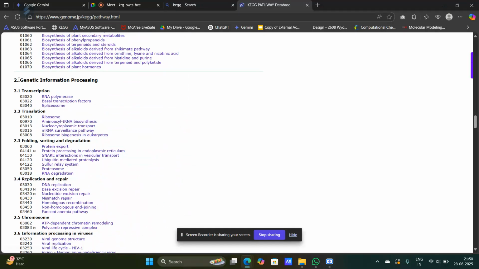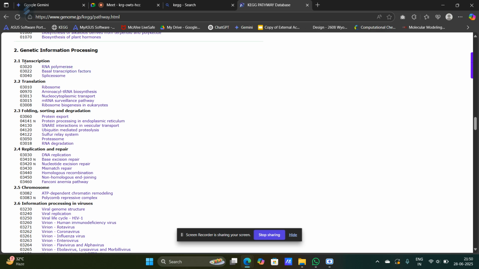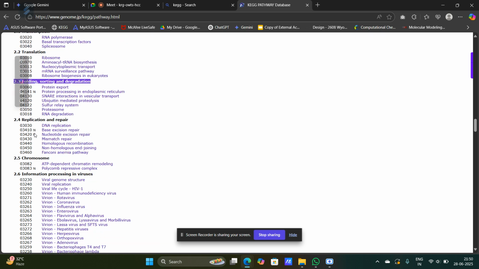And also, as I said, genetic information processing. Under this, you have transcription related pathways, translation related pathways, and folding, sorting, and degradation. This folding refers to protein folding, how primary structure transforms into secondary structure, then tertiary structure, and finally quaternary structure. And then replication and repair.